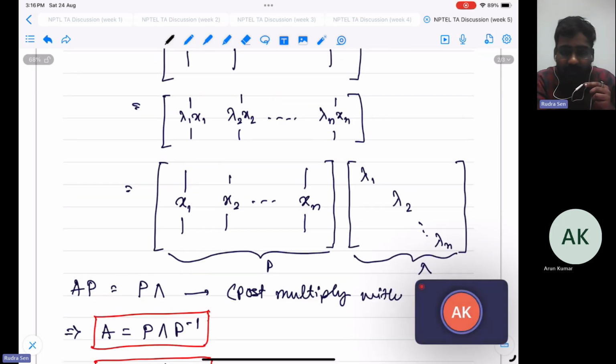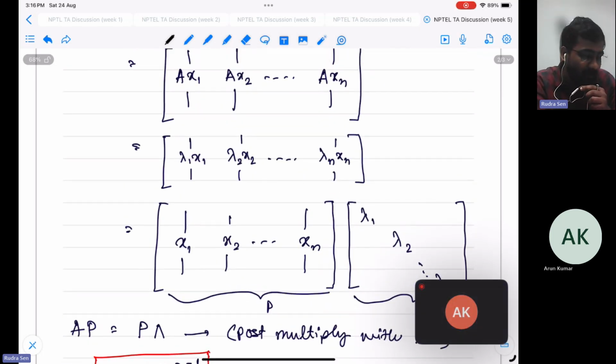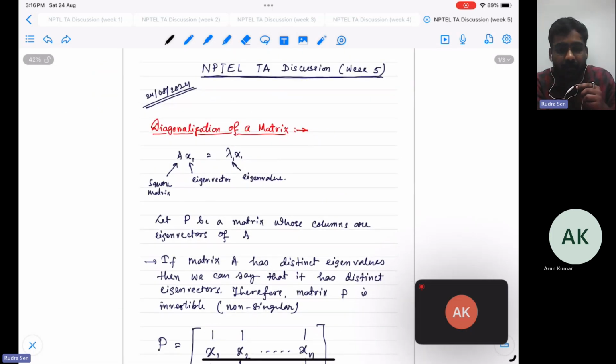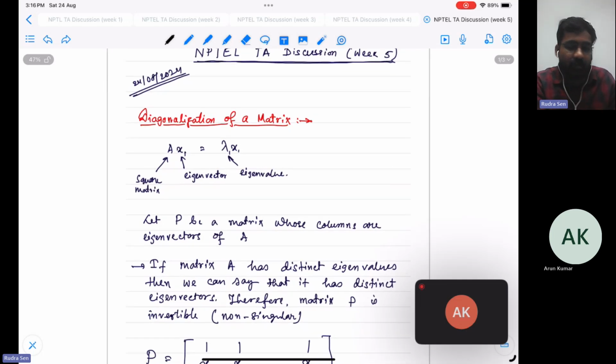So you have joined late. I have started with a few concepts, so I will repeat for you. Today I am going to discuss the diagonalization of a matrix. What is the concept of diagonalization?